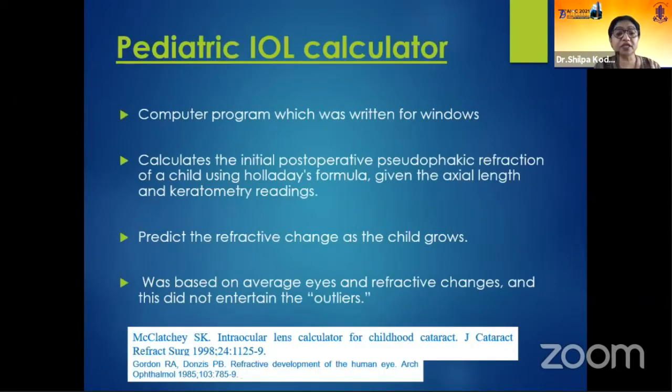Pediatric IOL calculators are nowadays available, wherein you feed in the data, it gives you the pseudophakic refraction of the child, and it will also predict the refractive change. But it was based on average eyes and refractive changes and did not entertain the outliers.